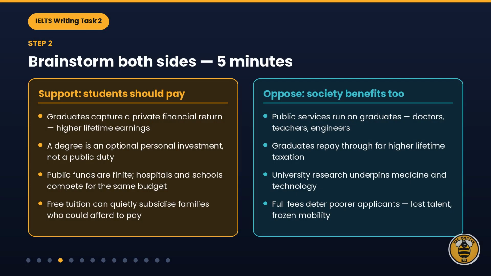Now brainstorm both sides for about 5 minutes. On the left, reasons to support full student payment. Graduates capture a private financial return. A degree is an optional personal investment. Public money is limited, and free tuition can quietly subsidize wealthy families.